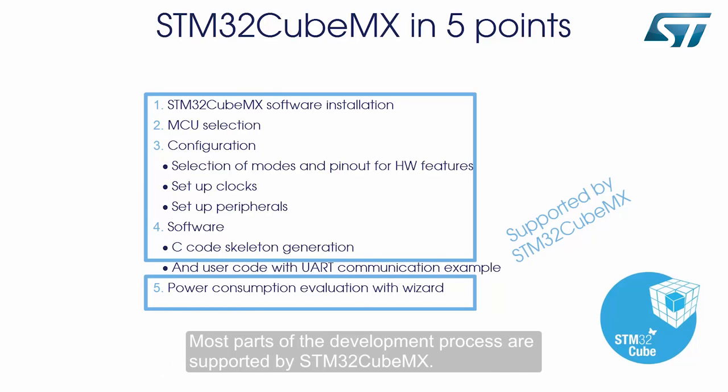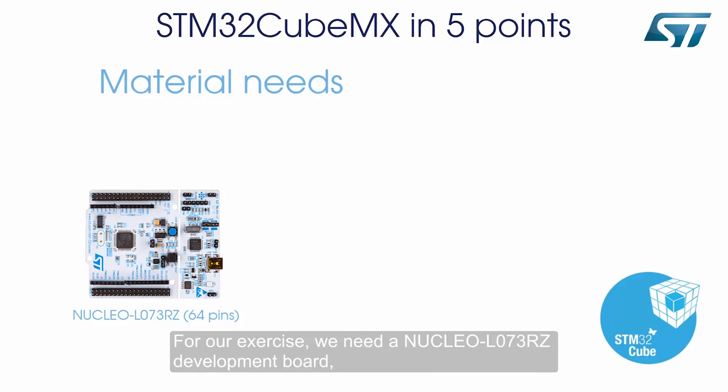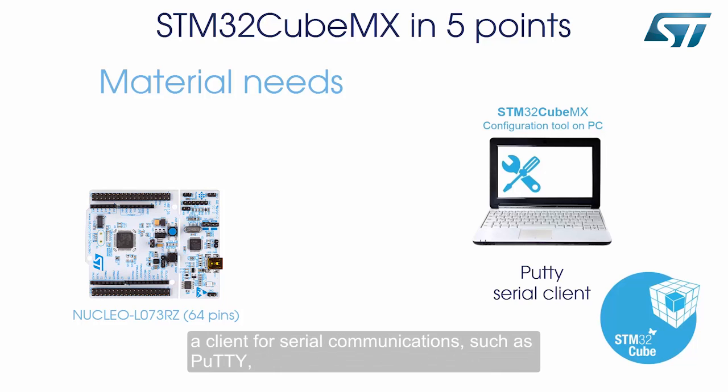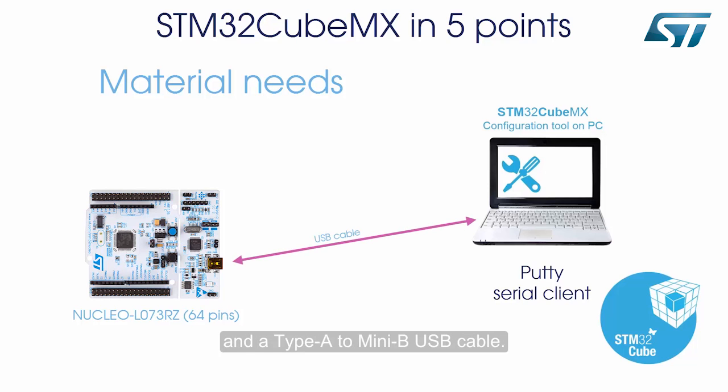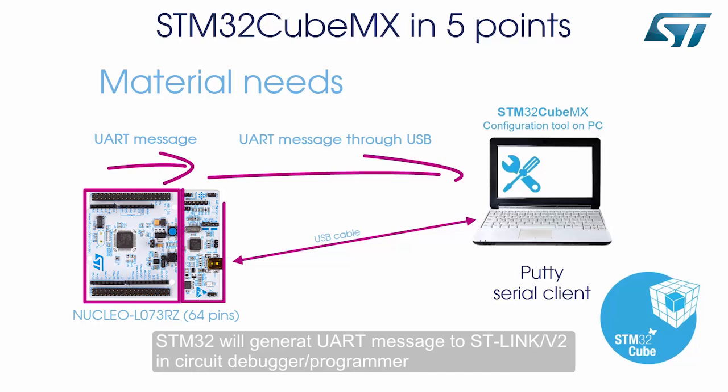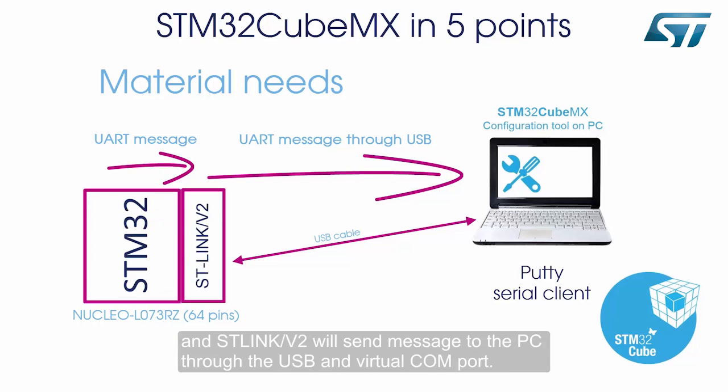Most parts of the development process are supported by STM32CubeMX. For our exercise, we need a Nucleo L073RZ development board, a PC with STM32CubeMX installed, a client for serial communications, such as PuTTY, and a Type A to Mini B USB cable. STM32 will generate a UART message to the ST-Link v2 in-circuit debugger programmer, and ST-Link v2 will send a message to the PC through the USB and virtual COM port.